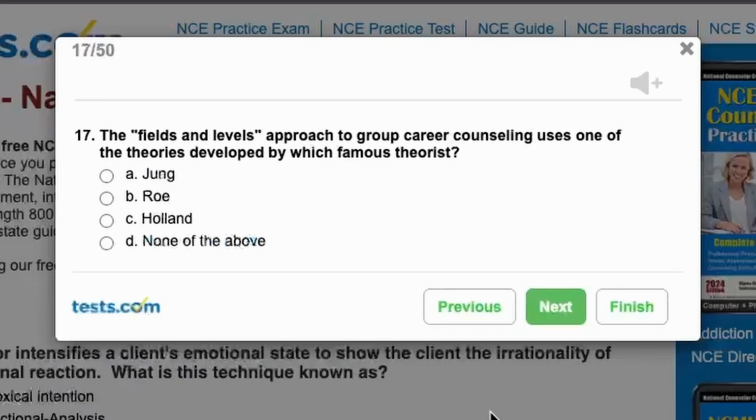The Fields and Levels approach to group career counseling uses one of the theories developed by which famous theorist? A. Jung, B. Rowe, C. Holland, or D. None of the above.